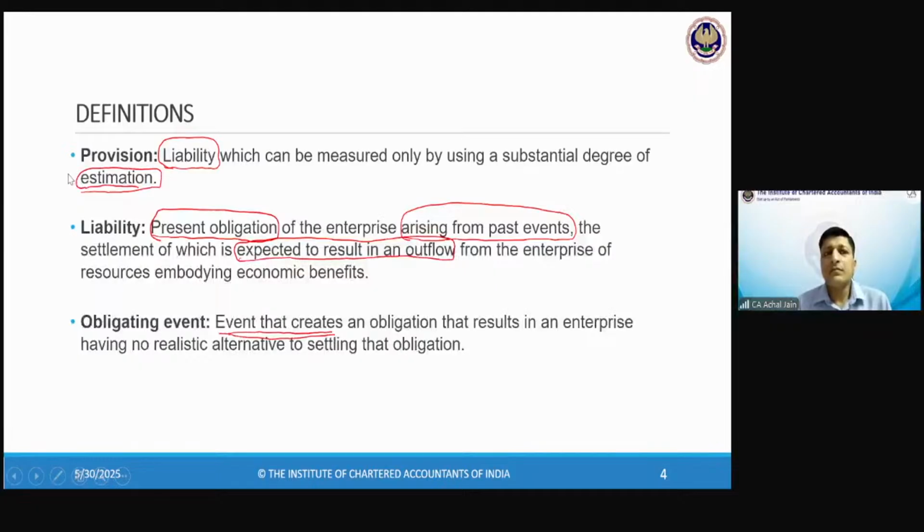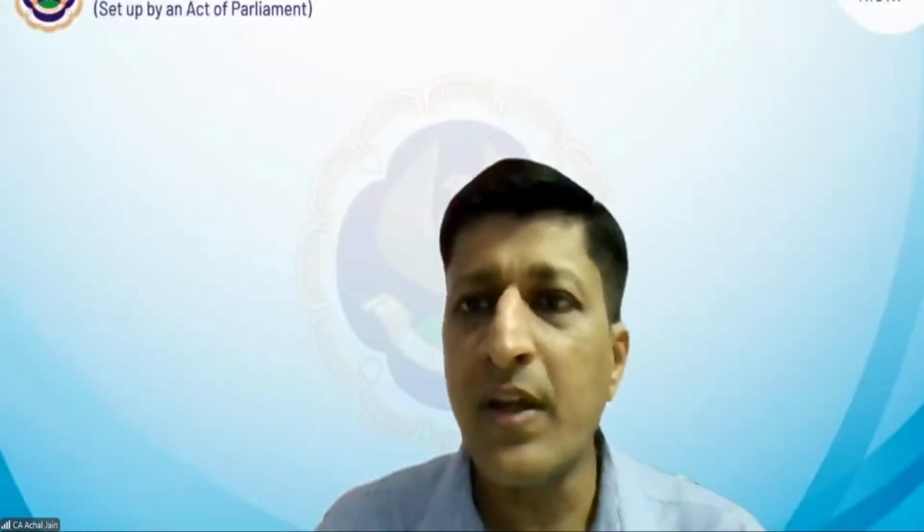And if let's suppose some estimation is required, the question arises: why do we differentiate a provision from a liability? Yes or no? So this thought could be there, that why do you differentiate this provision from a liability? Correct? So let's try to understand this. What I'll do is I'll just take you to a working file.